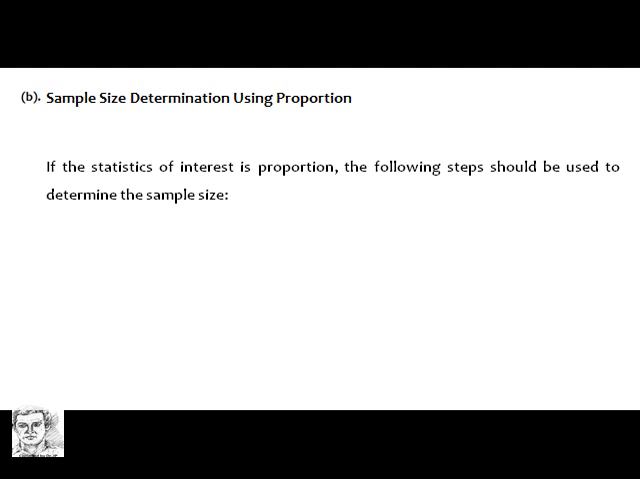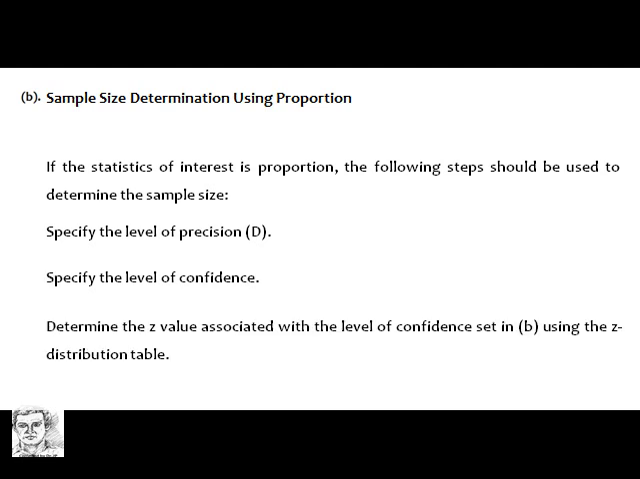Sample size determination using proportion. If the statistic of interest is proportion, the following steps should be used to determine the sample size. Specify the level of precision, D. Specify the level of confidence. Determine the z-value associated with the level of confidence set in B, using the z-distribution table.